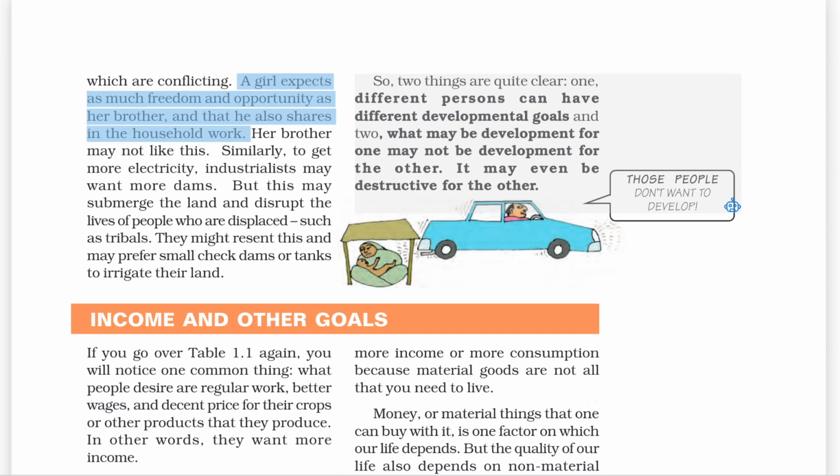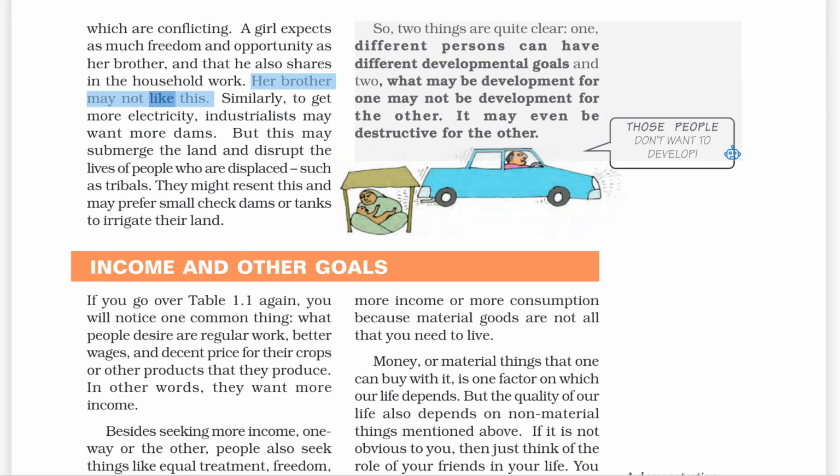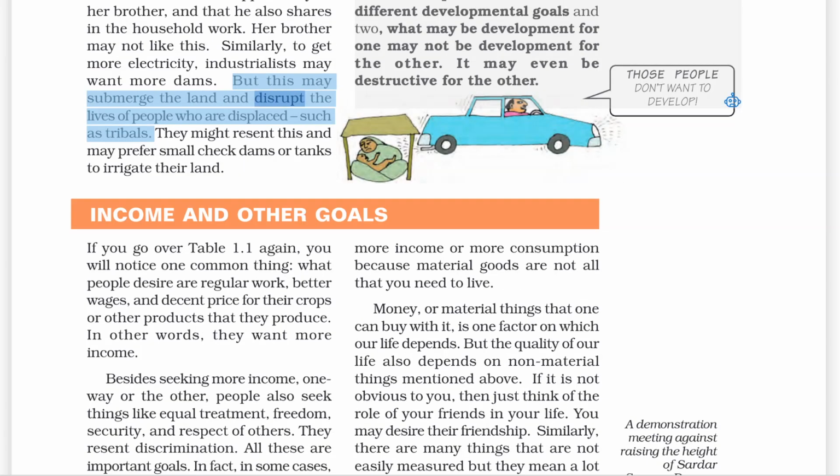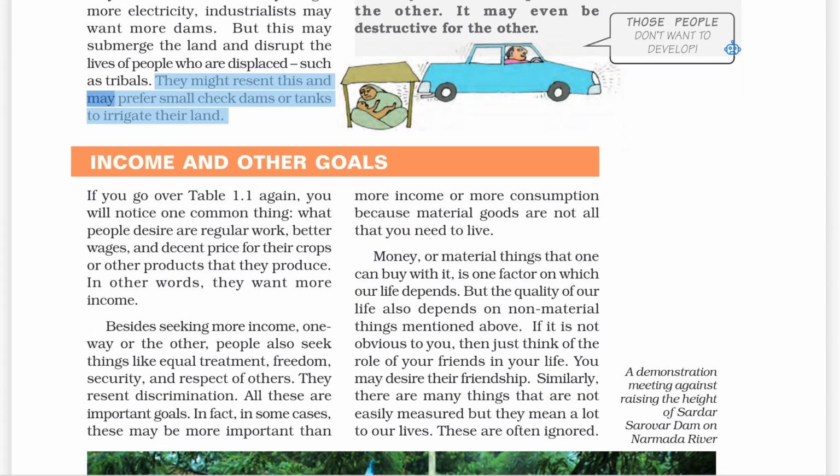Which are conflicting. A girl expects as much freedom and opportunity as her brother, and that he also shares in the household work. Her brother may not like this. Similarly, to get more electricity, industrialists may want more dams. But this may submerge the land and disrupt the lives of people who are displaced, such as tribals. They might resent this and may prefer small check dams or tanks to irrigate their land.